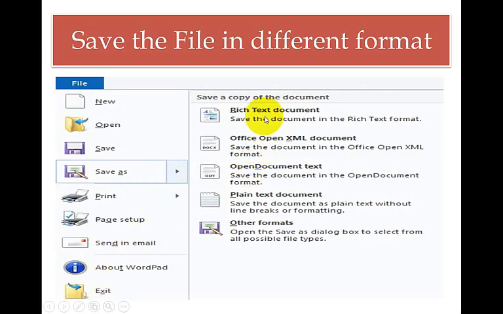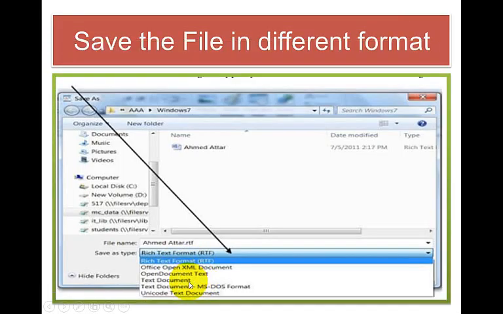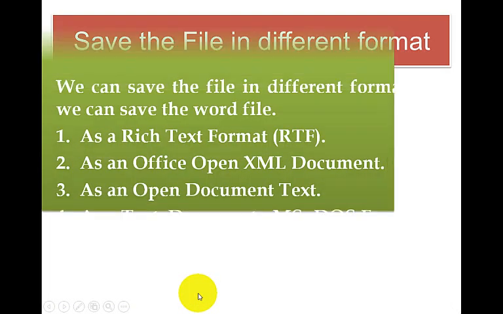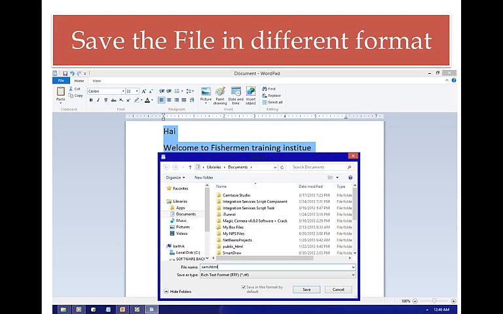And save as will have different formats like rich text format, open office document. Likewise we can save in different formats. Here you can see RTF, rich text format, text document, and MS DOS format, Unicode text document, and so on. So what is RTF? RTF is rich text format, and open XML document and open document text, and text document is MS DOS format, Unicode text format. These are the various formats in which we can save a file. And this is a sample of how to save a file.